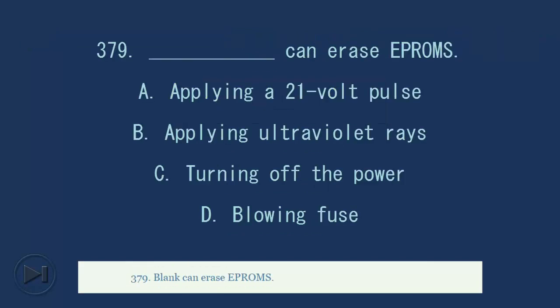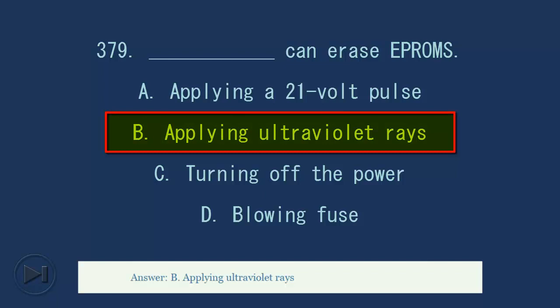379. Blank can erase EEPROMs. A. Applying a 21 volt pulse. B. Applying ultraviolet rays. C. Turning off the power. D. Blowing fuse. Answer: B. Applying ultraviolet rays.